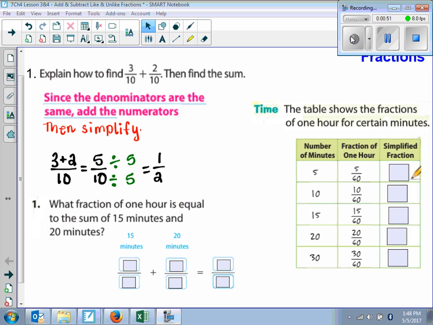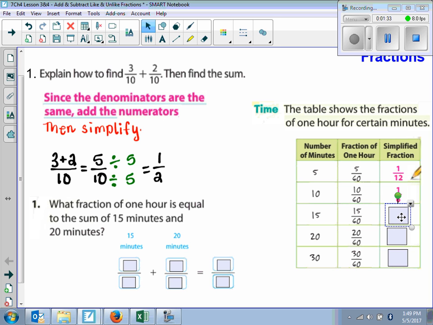So here it says the table shows the fractions of 1 hour for certain minutes. We have 5 through 30, and the fraction of 1 hour for 5 minutes is 5/60, 10 is 10/60, 15 is 15/60, and so forth. Once we have that, we can simplify each one of those fractions. So 5/60 simplifies to 1/12. 10/60 simplifies to 1/6.